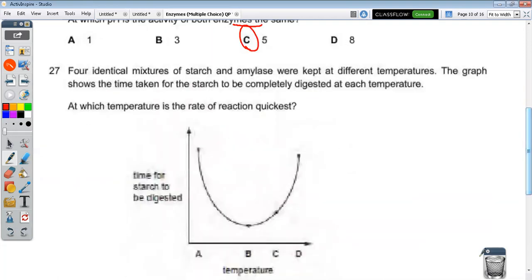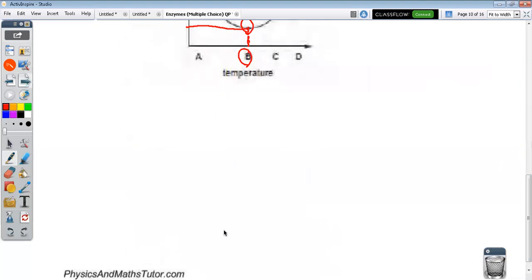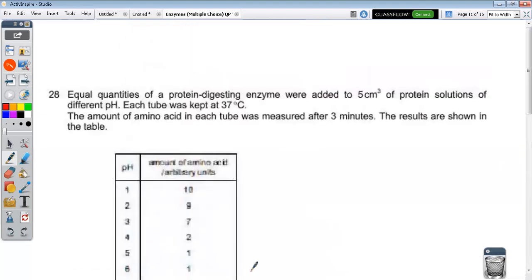Then this one. Maybe some of you didn't understand the question. 4 identical mixtures of starch and amylase were kept at different temperatures. The graph shows you the time taken for starch to be completely digested at each temperature. So where is it taking less time? This is temperature, sorry. So where is it taking less time? There. B. B takes less time. So it's most effective. Some of you didn't read the question properly. So you're supposed to read the questions and understand them.